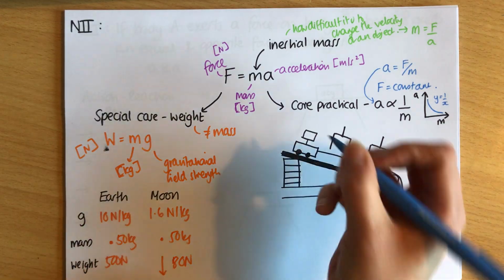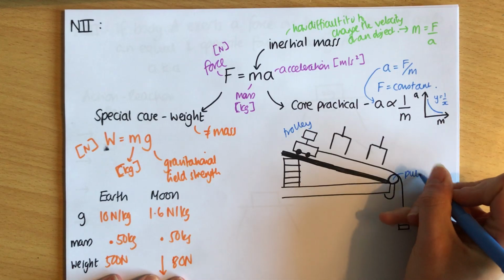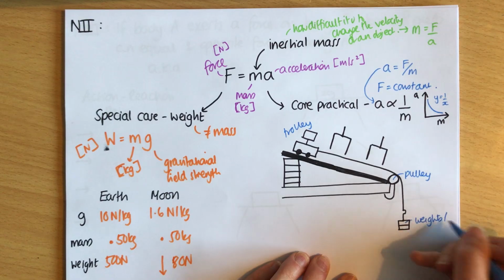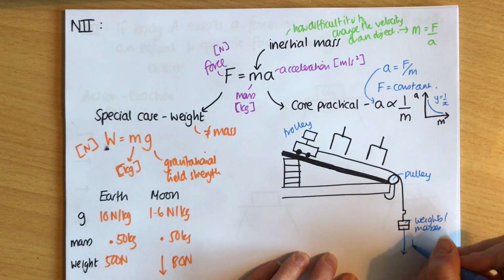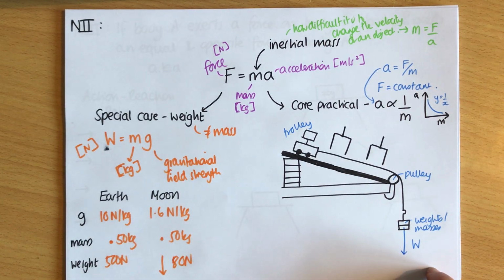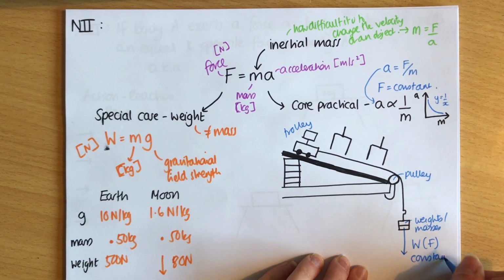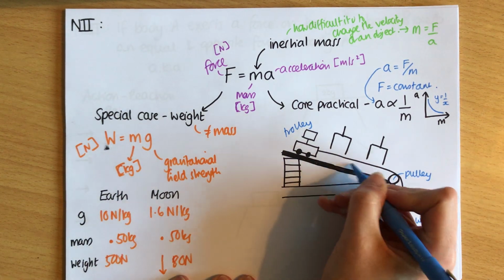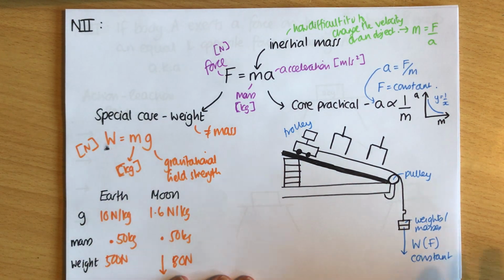So what I've got is a trolley that's attached by a string over a pulley to some weights or masses. Those masses provide a force downwards, which is the weight of the masses. This is your force, and you keep that the same. In this version, you keep that constant. There are versions where you increase that and keep something else the same. The pulley transfers that force acting downwards and makes it act along the string. So whatever mass you put on here is going to be your weight when you multiply it by 10, and that stays constant.